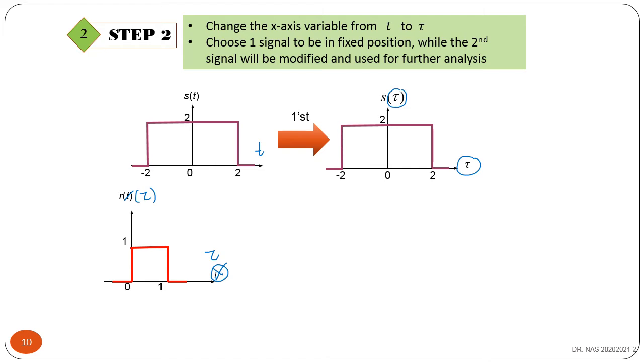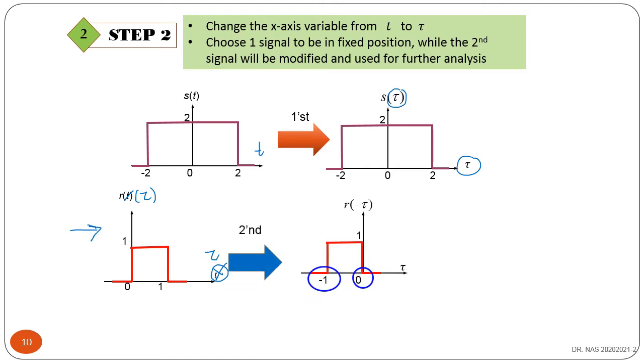Okay, so in this particular case, you need to decide which one to be chosen as the fixed signal. Fixed meaning that the signal will be staying at the same position throughout the process, while the other signal needs to be moved from left to right for a certain duration of t. So in this case, I choose r(tau) to become the second signal that will be used for further analysis. The r(tau) needs to be inverted in tau, so now it becomes r(minus tau), the signal being flipped.